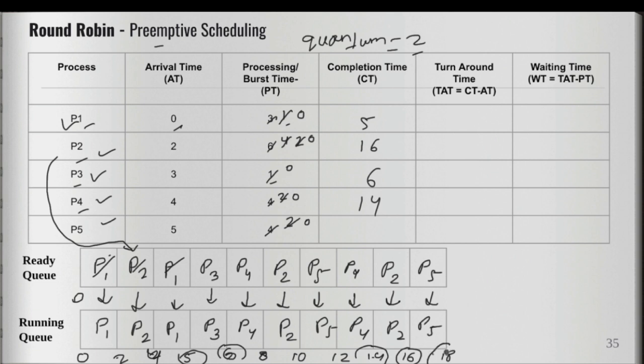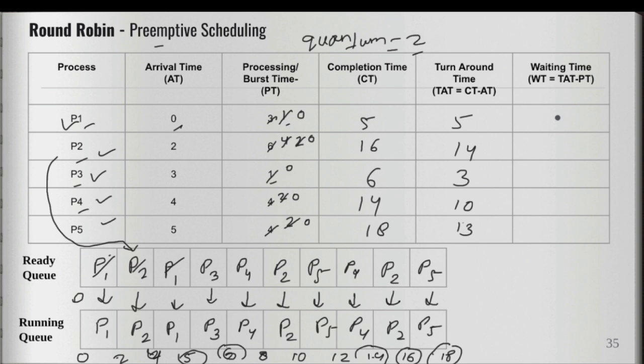And P5, 18. Okay, so now let's calculate the turnaround time. Turnaround time is CT minus AT, which is completion time minus arrival time. 5 minus 0, 5. 16 minus 2, 14. 6 minus 3, 3. 14 minus 4 is 10. 18 minus 5 is 13.